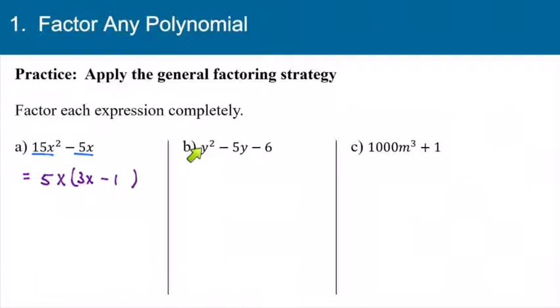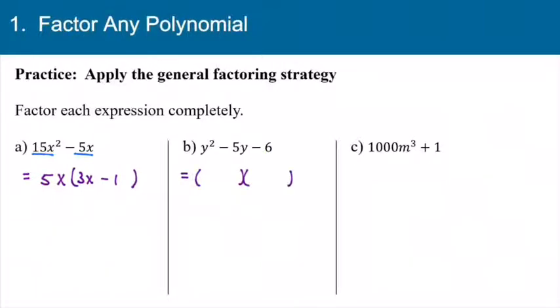Let's look at part B. Here we have y squared minus 5y minus 6. There is not a GCF here, so there's nothing to do for step 1. For step 2, we say how many terms are there? 1, 2, 3. This is a trinomial, so I need to try to reverse FOIL.